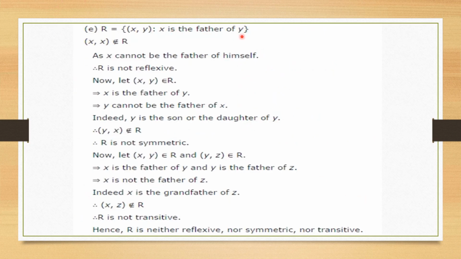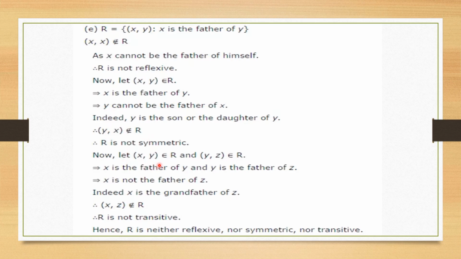X is father of Y, same condition. Nobody can be father of itself. So XX does not belong to R. XY belongs to R means X is father of Y, then Y cannot be father of X. So that means it is not going to be true. So YX does not belong to R.